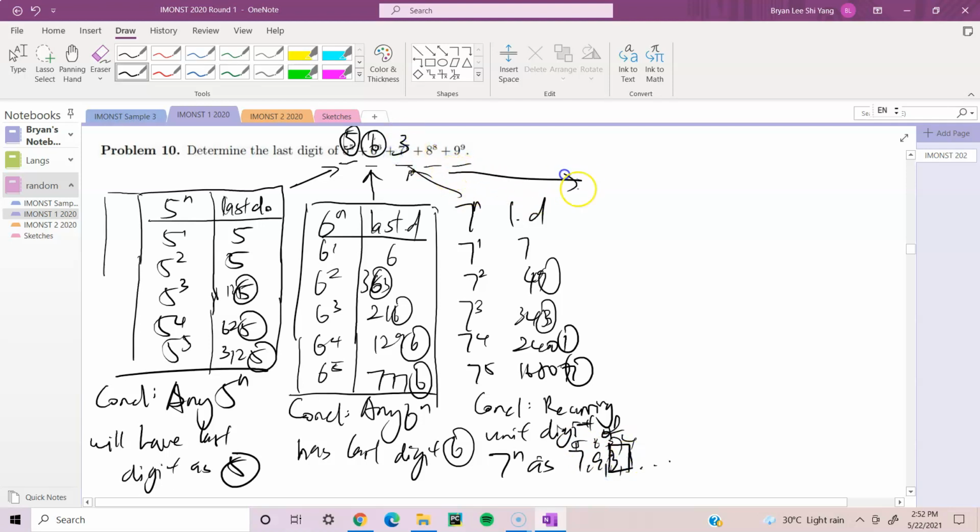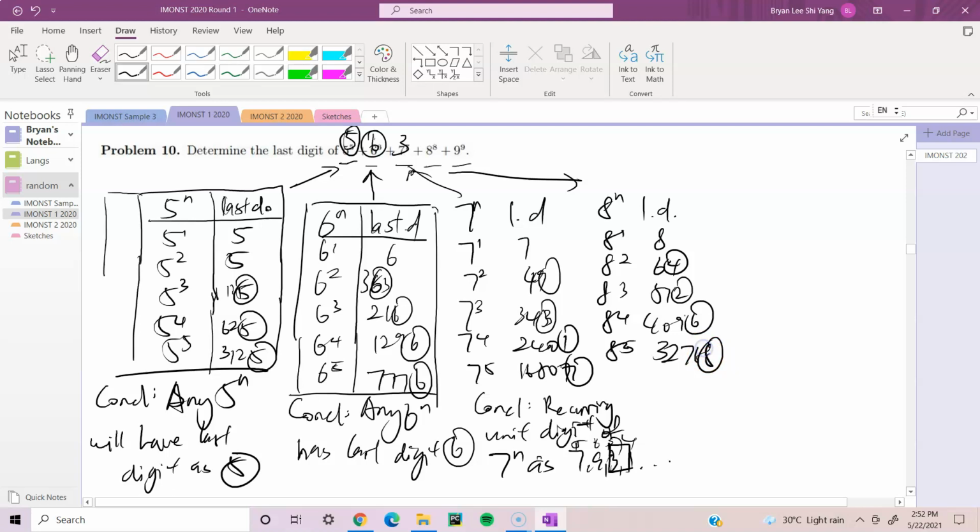Now let's look at the 8th one. For 8 to the power of n, the last digit, we have 8 to the power of 1 as 8. 8 to the power of 2 is 64, so it's 4. 8 to the power of 3 is 512, so 2. 8 to the power of 4 is 4096, so 6. 8 to the power of 5 is 32768, so it's 8.